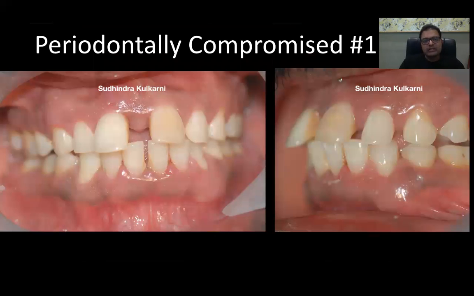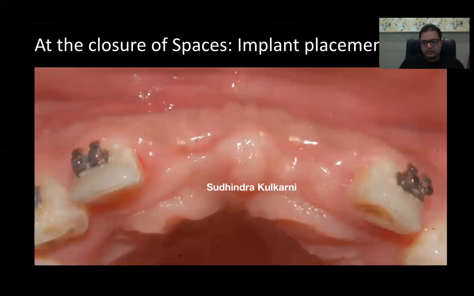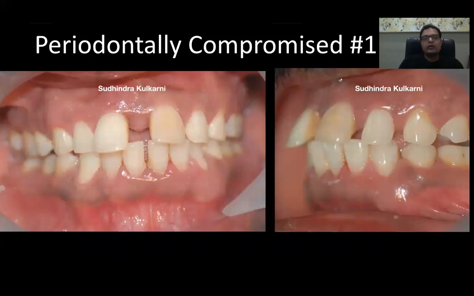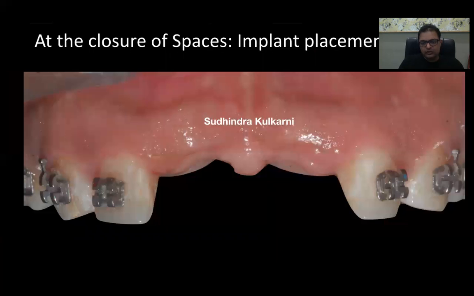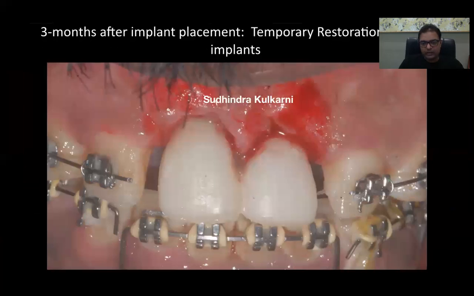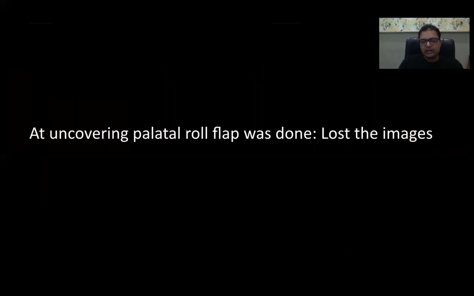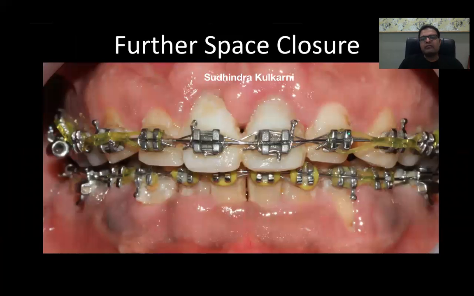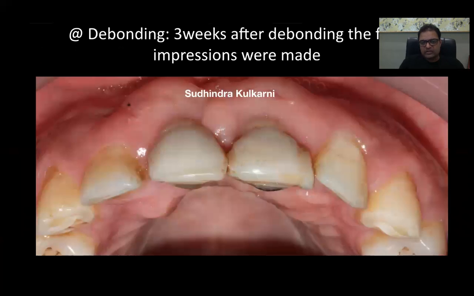Okay, so that's the case we have, a periodontally compromised 1121. This is a case like this. So the first thing was, this is a case where you developed the soft tissue using orthodontics. Okay, so orthodontics was done, the space closure was done, we developed the papilla, the implants went in, and further space closure was done. At uncovering, we did the palatal roll to get the tissue thickness.